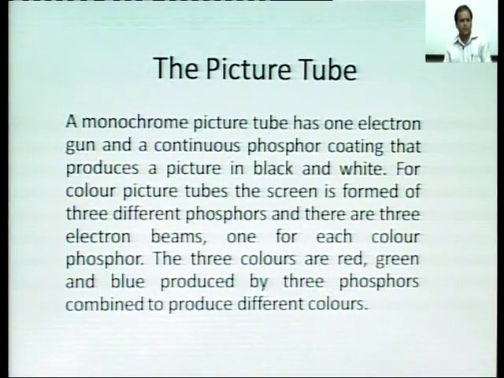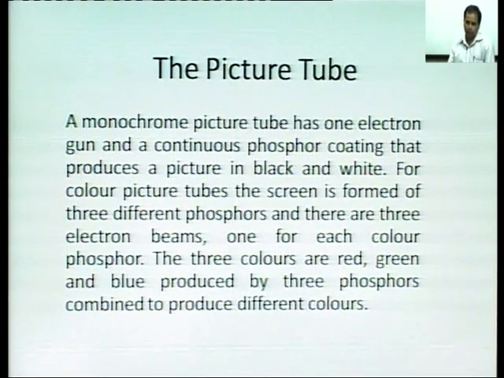For color picture tubes, the screen is formed of 3 different phosphors and there are 3 electron beams, one for each color phosphor. The 3 colors are red, green and blue, produced by 3 phosphors combined to produce different colors. These 3 colors are called the primary colors, and all other colors are formed by the combination of these 3 colors. By varying the proportion of these 3 colors, a new color is achieved. So if the proportion of a particular color is changed, the resultant color also changes.